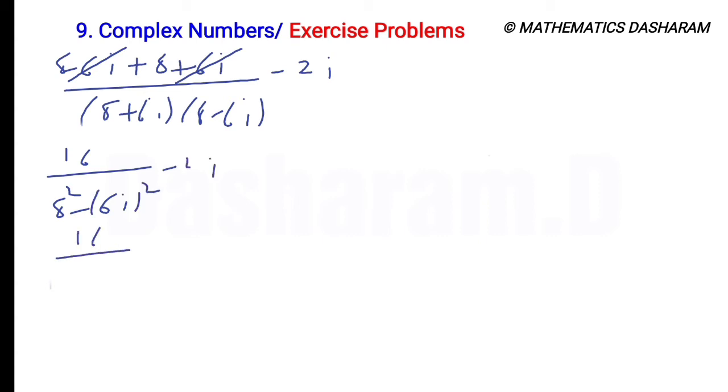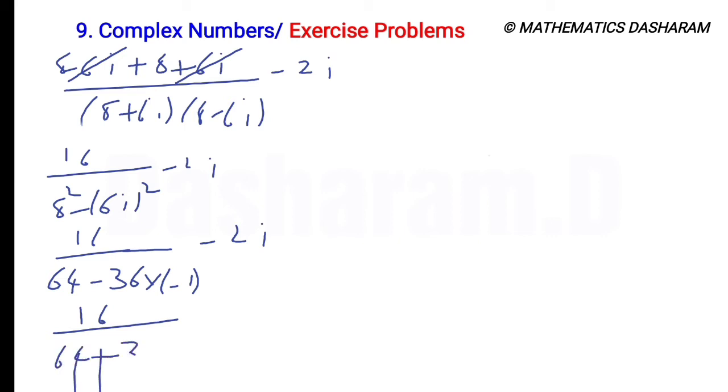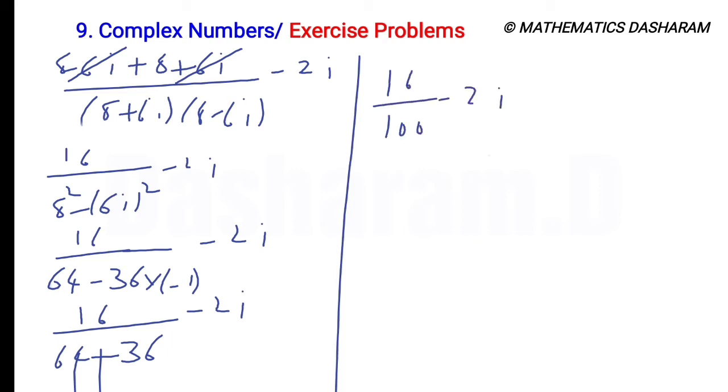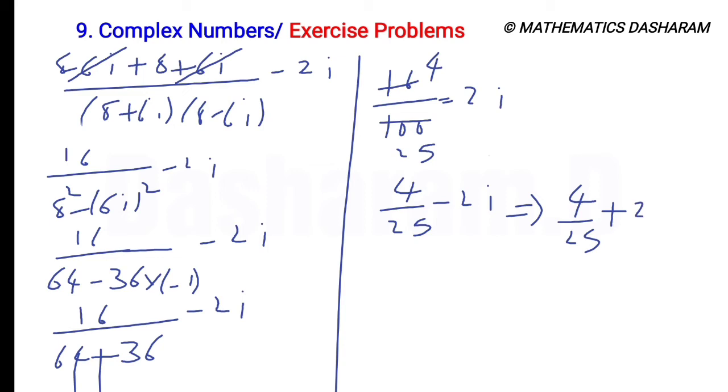So 16 divided by 8 square is 64, minus 6i whole square is 36 into minus 1, so minus 2i. 16 divided by 64 plus 36, minus 2i. So it is equal to 16 divided by 100, minus 2i. Here 4 fours are 16, 4 twenty-fives are 100, so 4 by 25 minus 2i. So now its conjugate will become 4 by 25 plus 2i.